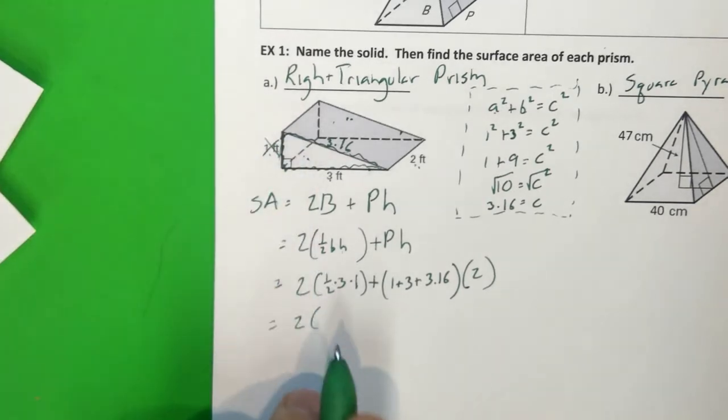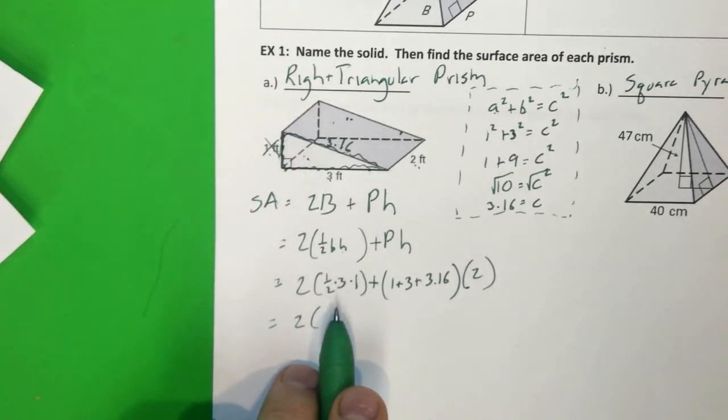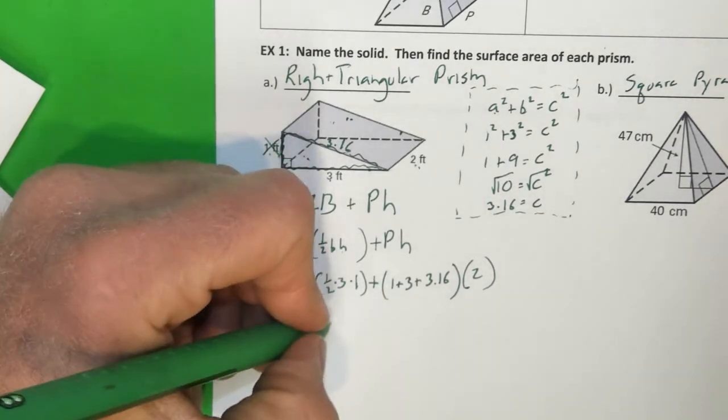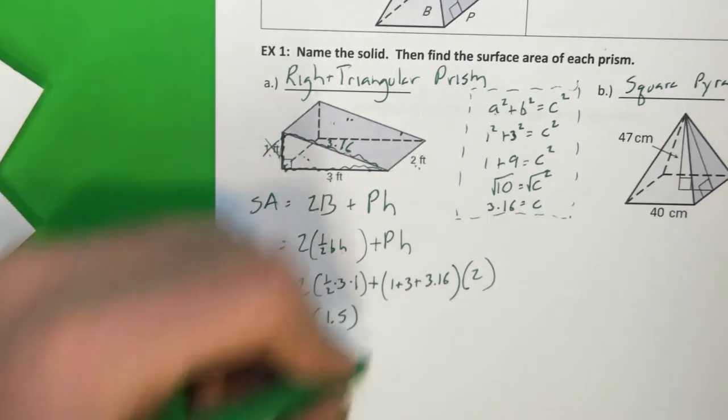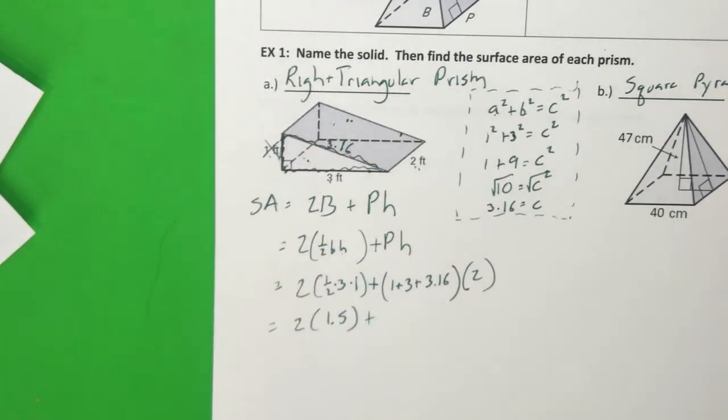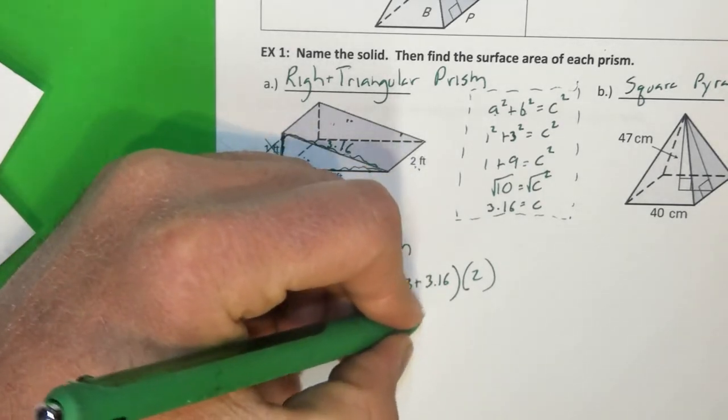So I'm going to work on this one right here, and that's going to give me 1.5. And I also have this set of parentheses right here, and I'm going to get 7.16.